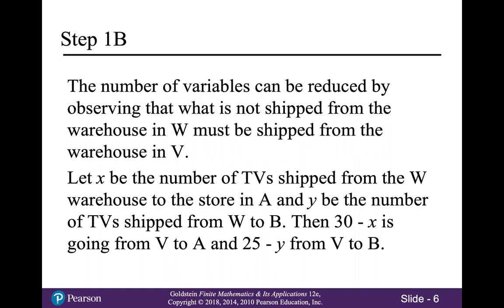So if we let X be the number of TVs shipped from the W warehouse to the store in A, and Y be the number of TVs shipped from W to B, then 30 minus X is going from V to A, because remember, store A needed a total of 30 TV sets. So X and 30 minus X, those two numbers are always going to add up to 30. And similarly, the number of TV sets going from V to B is 25 minus Y. Okay, so that way we only need 2 variables, and we can proceed the way we did throughout this chapter.